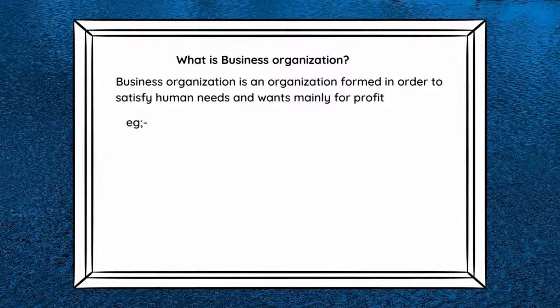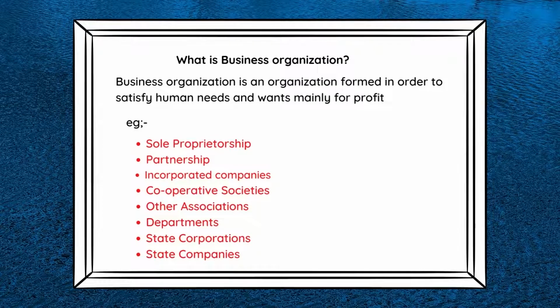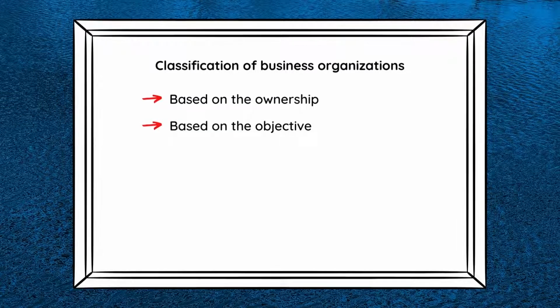Examples of some of the business organizations we are going to study today are sole proprietorship, partnership, incorporated companies, cooperative societies, other associations, departments, state corporations, state companies. Businesses are organized in different ways. These different types of business organizations can be classified as follows depending on various criteria: based on the ownership, based on the objective, and based on the scale.